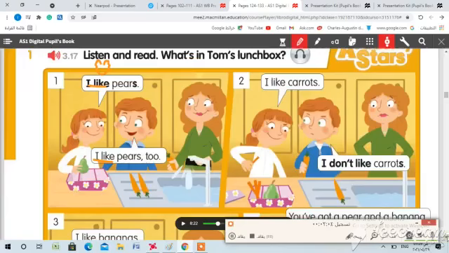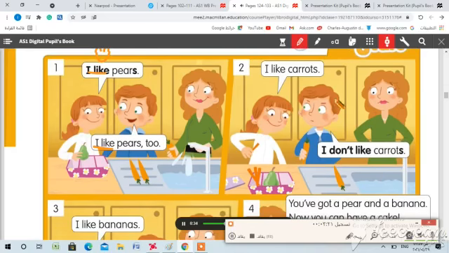Now let's move to picture number two. I like carrots. I don't like carrots.